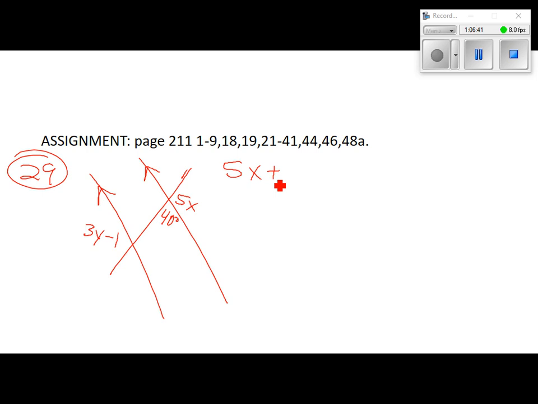5x plus 40 equals 180. So Cooper's saying that these two together have to add up to be 180. They have to be supplementary. Everybody agree with that? Write that down on your paper there and solve it.